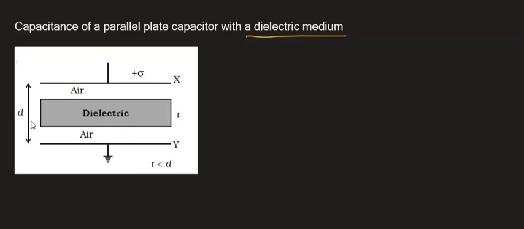Let me consider the distance between the parallel plates is D, and the thickness of the dielectric medium is T. Now what is the thickness of the air gap? D minus T, is it not? Take down: the thickness of the air gap is D minus T. Why? Because D is the distance between the parallel plates and T is the thickness of the dielectric medium.